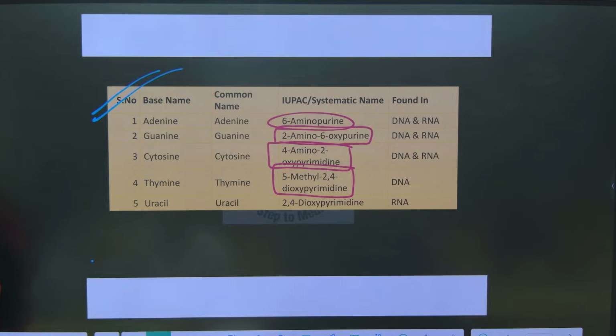If you are having any doubts, you can ask me. Any doubts in either the structures of proteins or here?